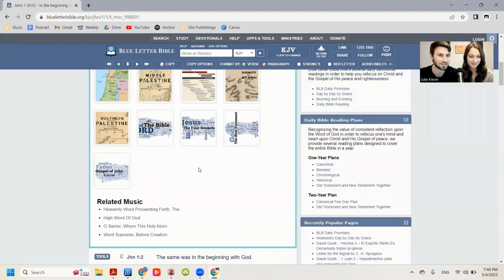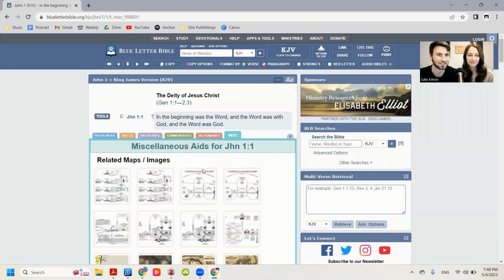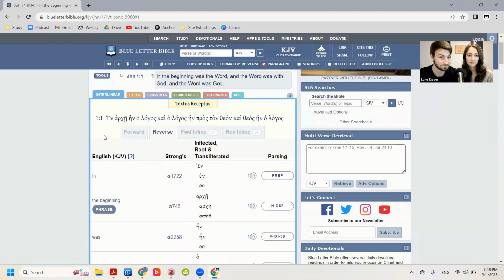And the last one is just miscellaneous, usually pictures or music. So that's actually kind of cool if you have a theme verse and need a song. But so those are all the tabs. I would say the most important one here is the interlinear. Okay. Why?